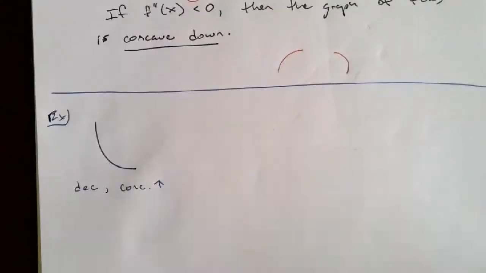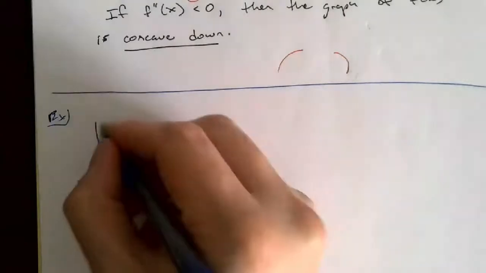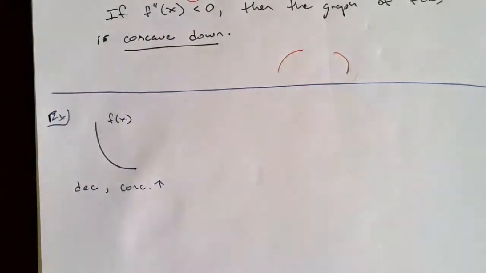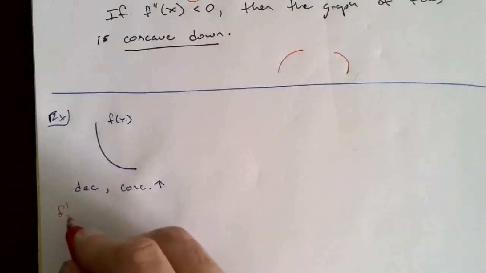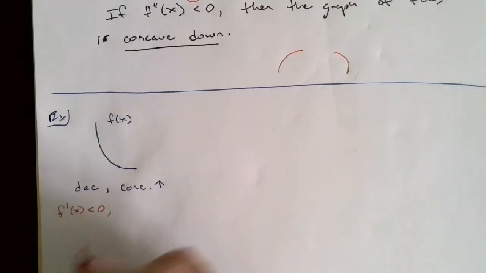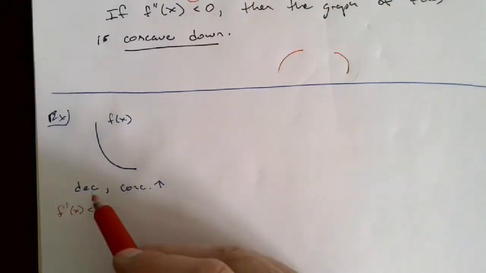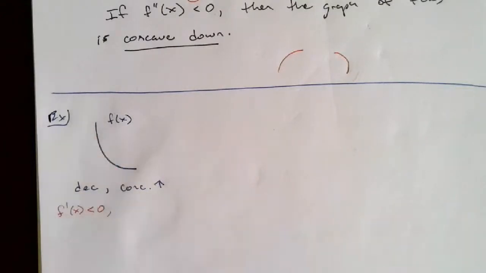So what does that tell us about the first and second derivative? Remember, the first derivative tells you about where a graph is increasing or decreasing. So if the graph here, this is the graph of f of x, an original function, is decreasing, that tells me that f prime of x, the first derivative, is less than 0. It's negative. Because if the graph is decreasing, then the slopes of the tangent lines there would be negative. So f prime of x is less than 0 there.